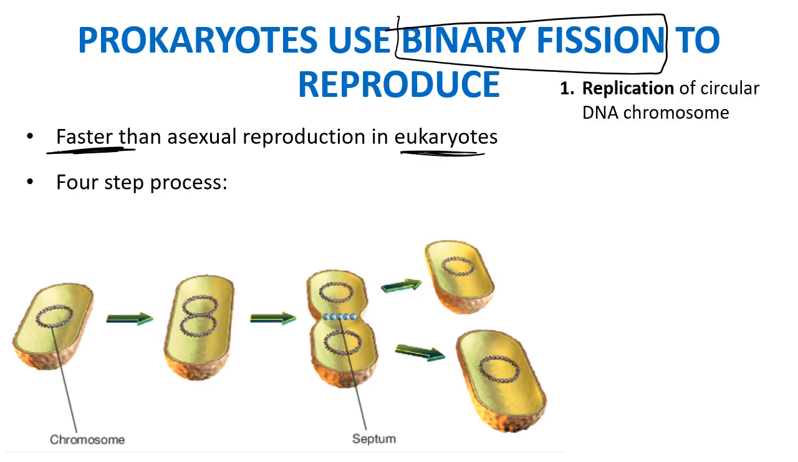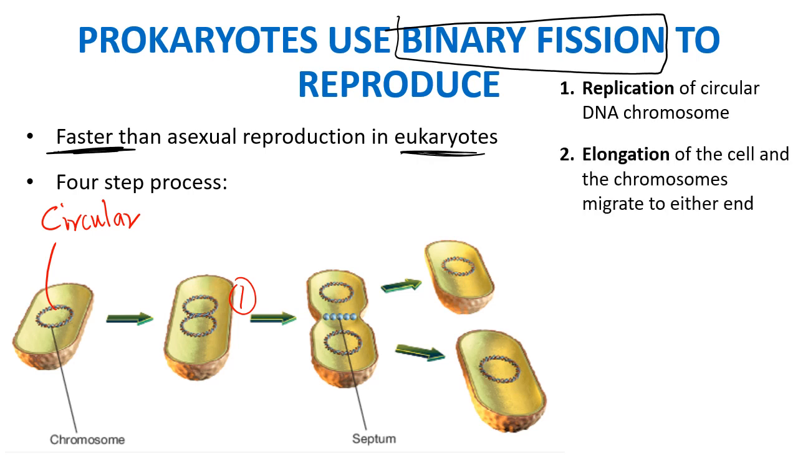Firstly, the DNA, which is in the chromosome, replicates. That's happened here. You can see there was one chromosome and now there are two. Prokaryotes have a circular chromosome, which is unusual. All the eukaryotes, we have linear chromosomes. Once they've replicated, the cell gets longer, it elongates, and then those two chromosomes move to each end of the cell, ready for it to be split in half.